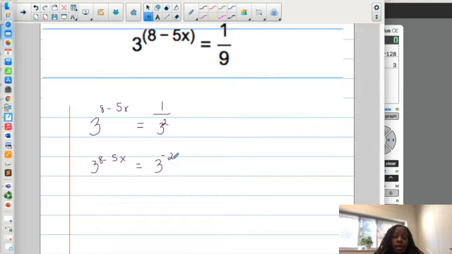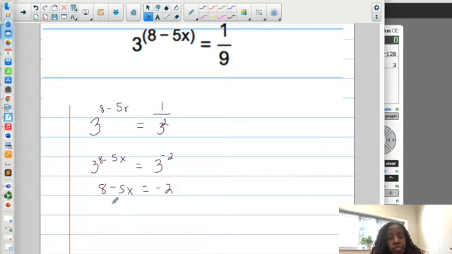All right, so 8 minus 5x and negative 2 are equal quantities because we got the same base. And as I tell my students, you drop those bases like they're hot potatoes. And we've got 8 minus 5x is equal to negative 2.